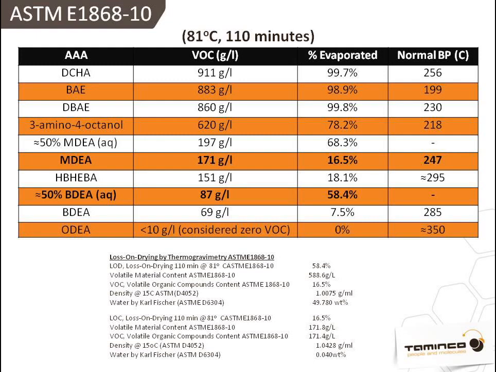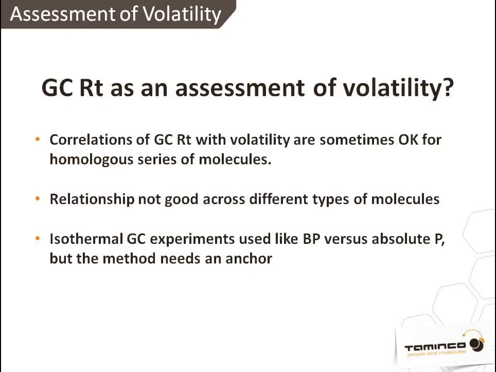So then we say, well, what about an indirect correlation of a measure of something with volatility, a GC retention time? Well, correlations of GC retention time with volatility are sometimes okay for a homologous series of molecules, alkanes, esters, all the same type of molecule. But the relationship is not very good across different types of molecules. And generally, serious physical chemists use isothermal GC experiments rather than temperature ramps to study this.